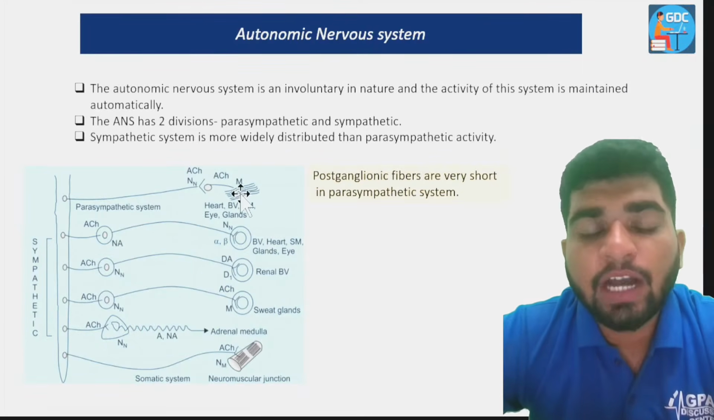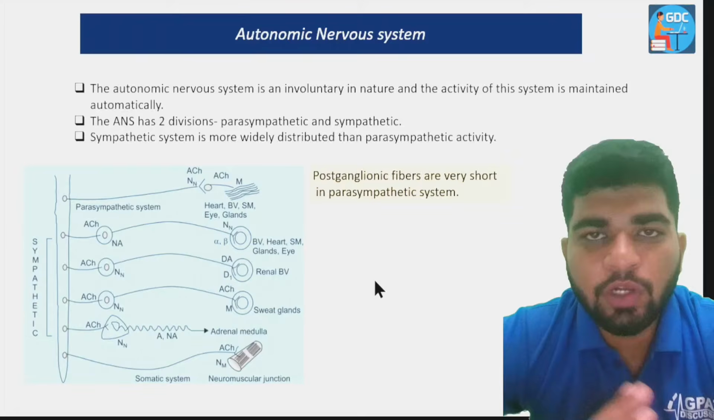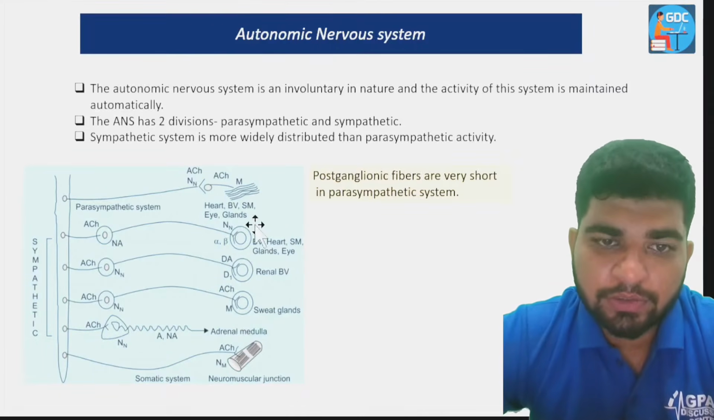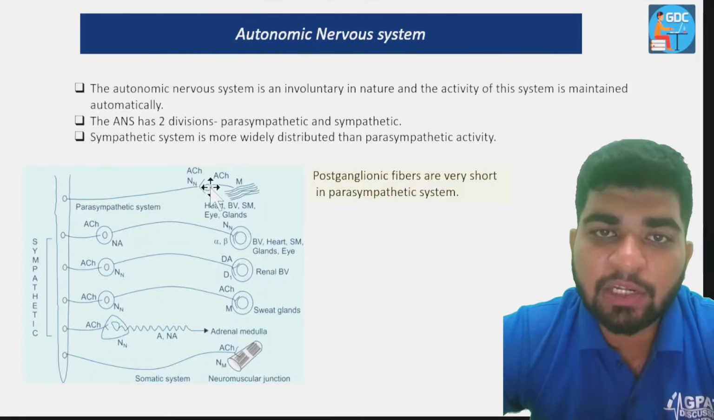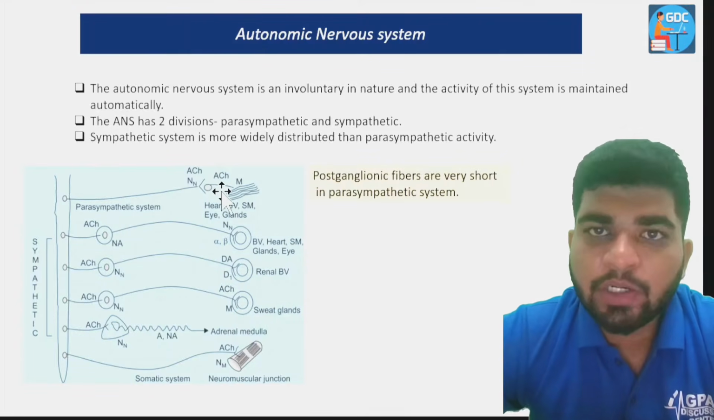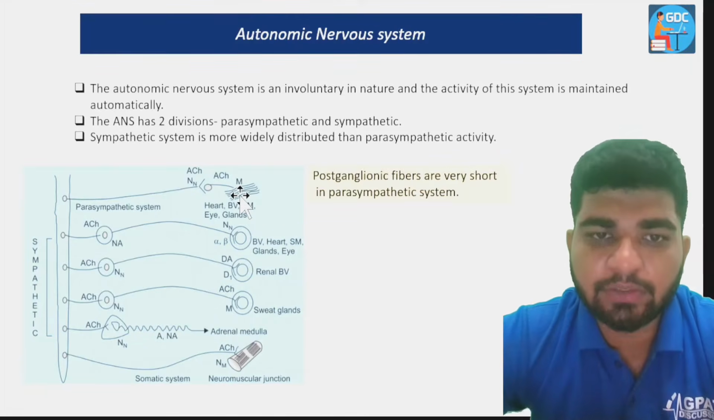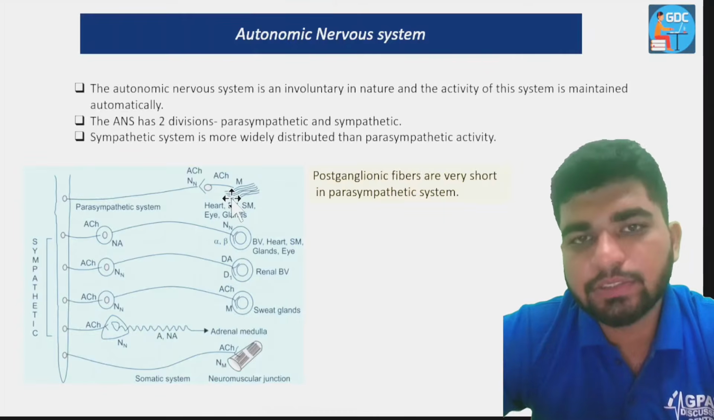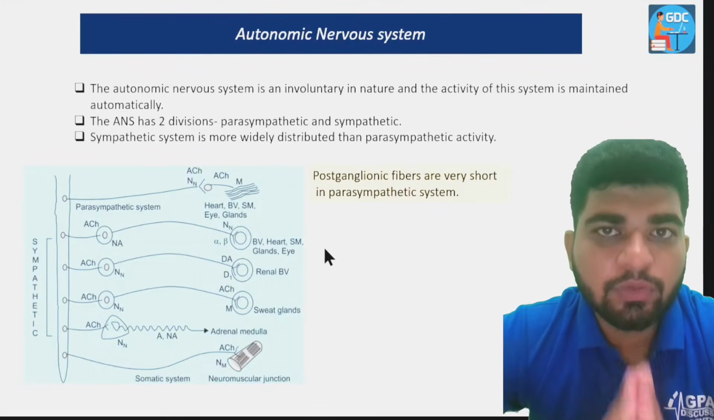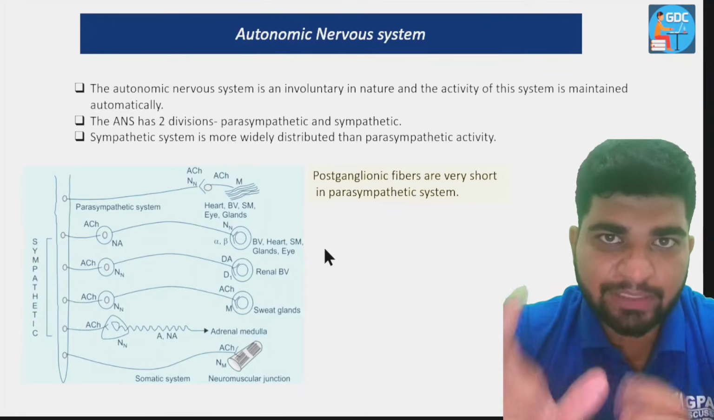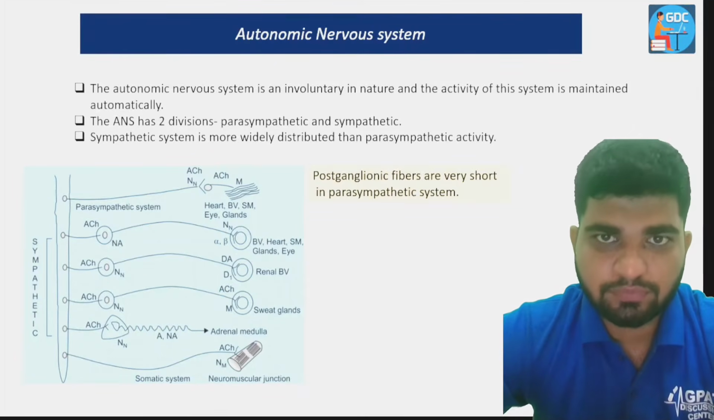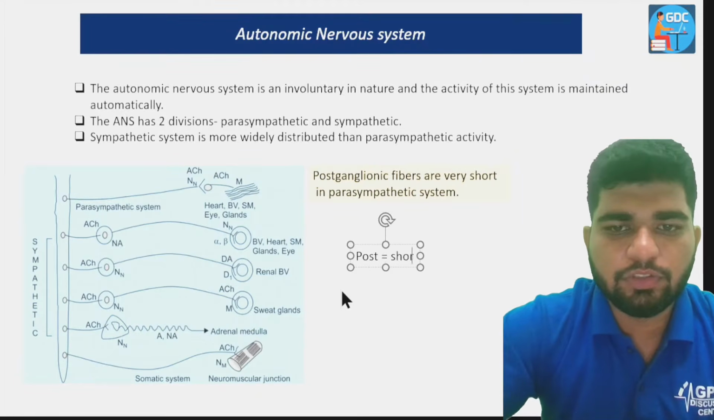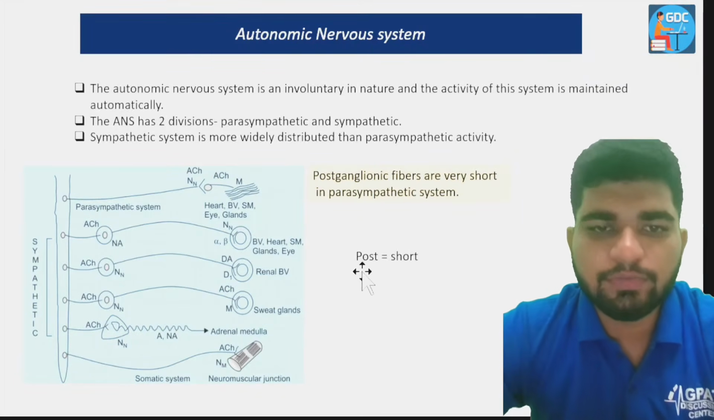Okay, so the question was asked: in which of the following are the postganglionic fibers very short? In the parasympathetic system, postganglionic fibers are very short. You must have learned that. You should learn that postganglionic fibers of the parasympathetic system are short. You can remember it as: post short for parasympathetic, post short for parasympathetic, post short. You can learn from this.